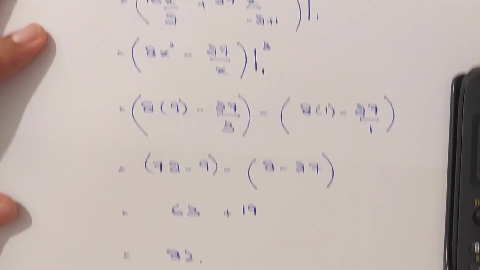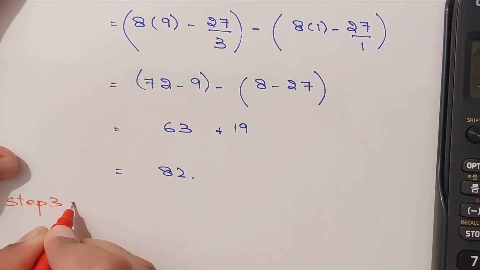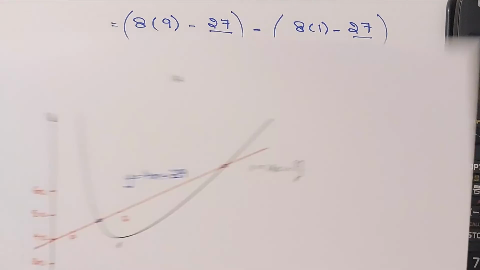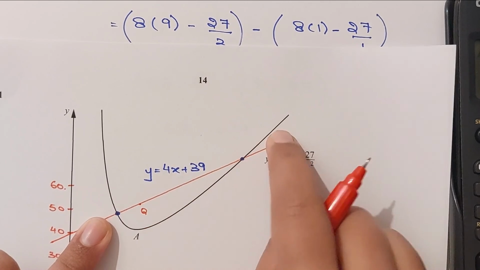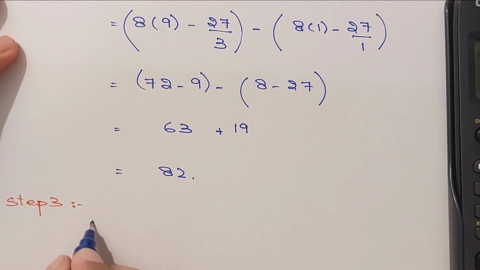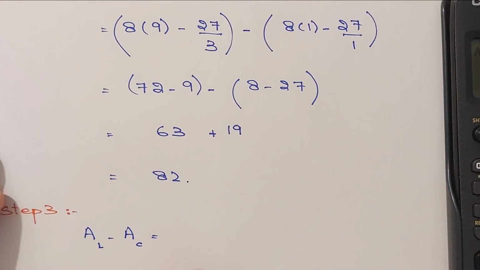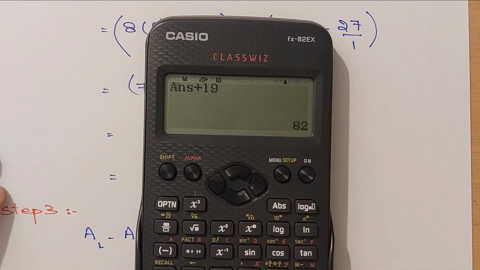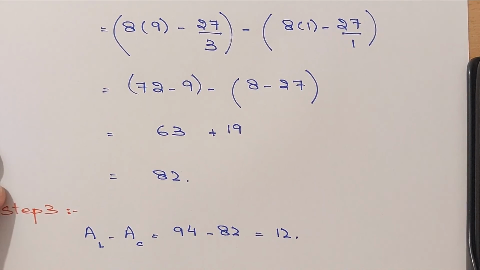Now moving to the third and the last step. As you can see, the line is above the curve, so we have to do the area of a line, subtract area of a curve. Okay, so area of line minus area of curve. The area of line we got is 94, so we do 94 subtract 82. 94 minus 82 equals 12. So the area is 12 square units.